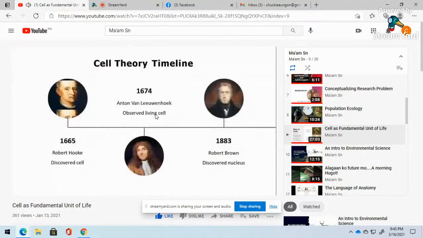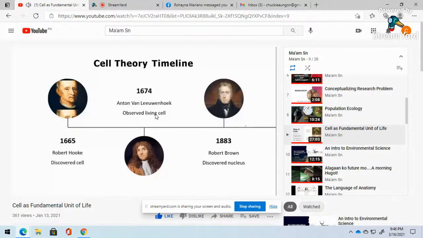We have here the cell theory timeline. In 1665, Robert Hooke discovered cells while looking at a thin slice of cork. In 1674, Anton van Leeuwenhoek laid the foundation of plant anatomy and became an expert on animal reproduction. He discovered blood cells and microscopic nematodes and studied the structure of wood and crystals. He also made microscopes to view specific objects.